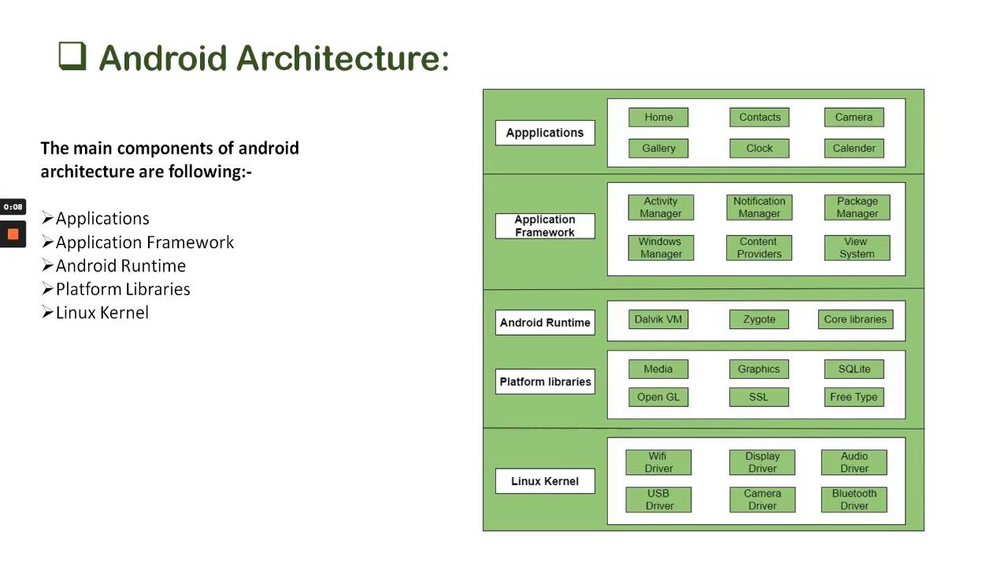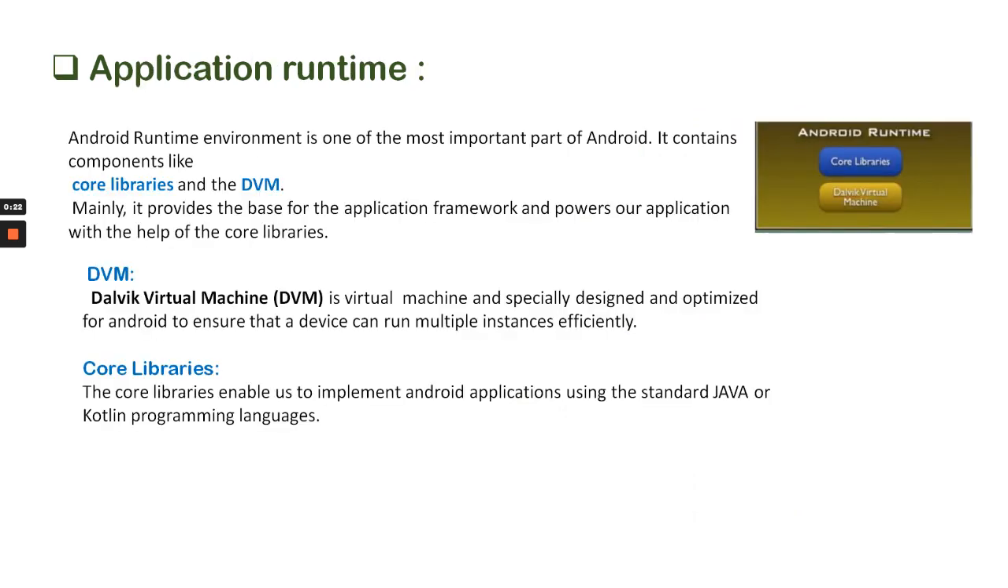We are seeing the Android architecture. We have seen that Android architecture has five main components. From that we have seen Linux kernel and platform libraries in detail. Today we will see the remaining components of the Android architecture. We will start with the application runtime.